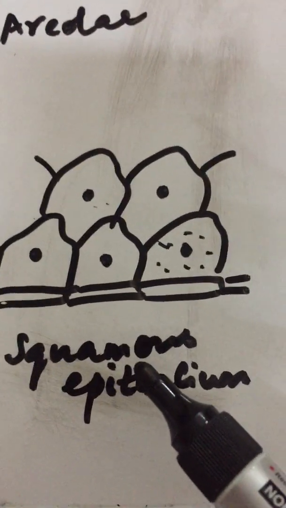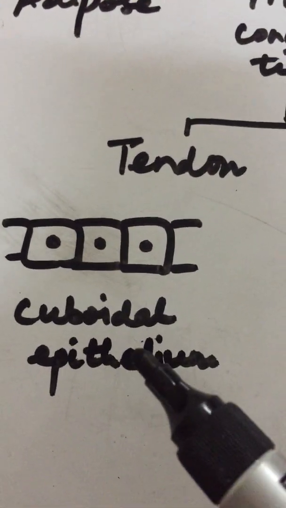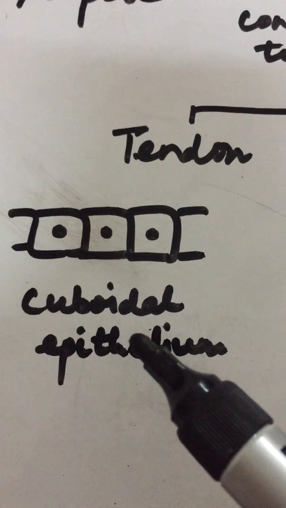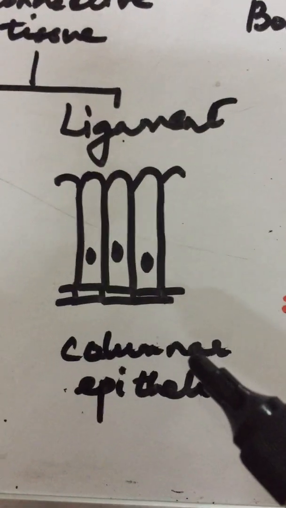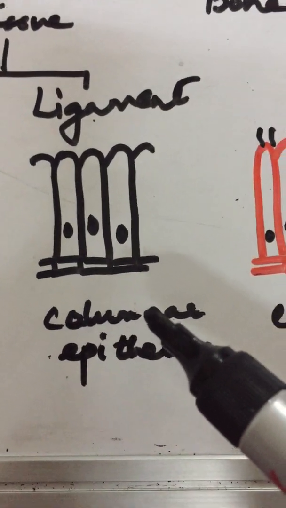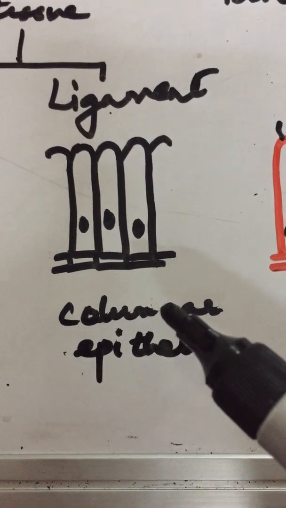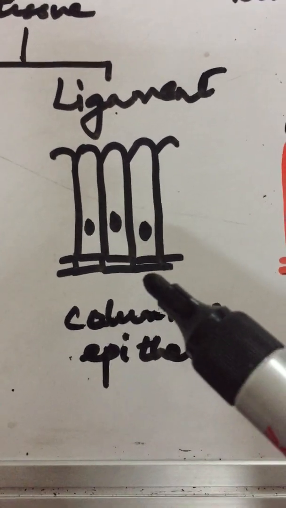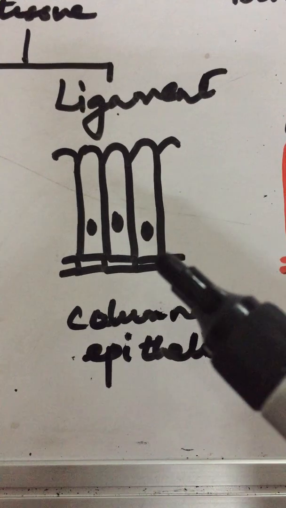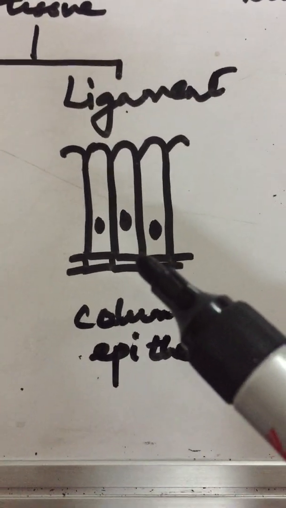So we have squamous epithelium, which is protective in function. We have cuboidal epithelium, which is secretory in function. And we have columnar epithelium, which is absorptive in function, helps in absorption of various substances because it is present in the inner lining of stomach and intestine.